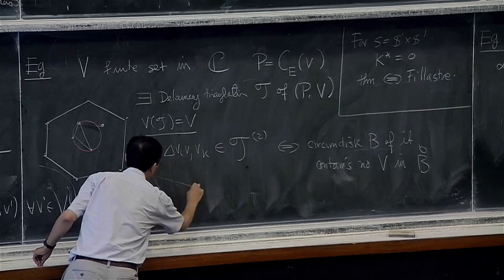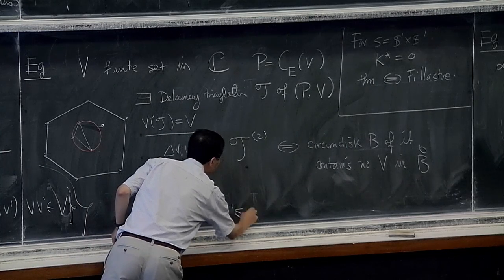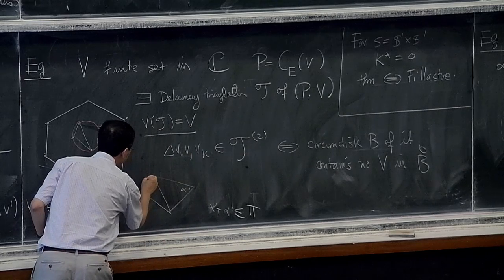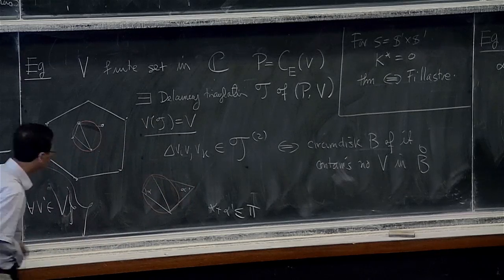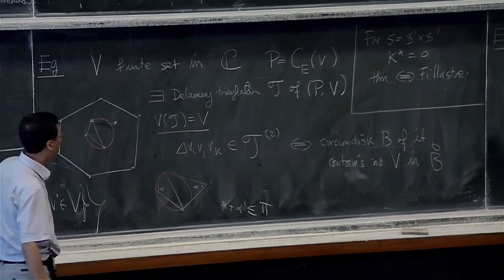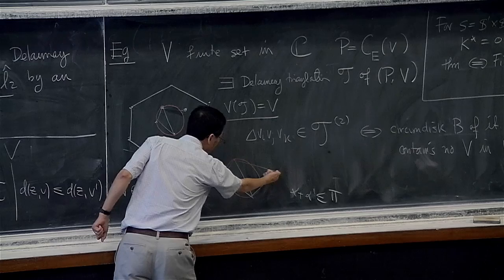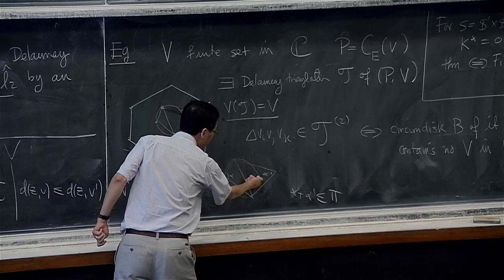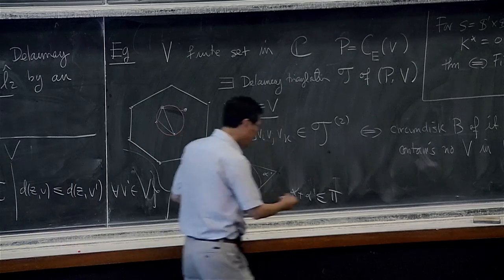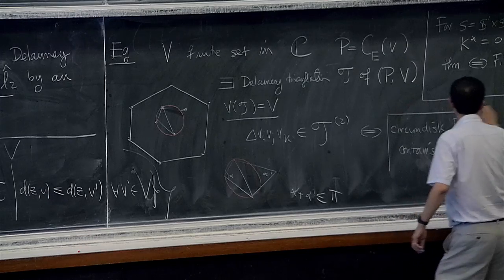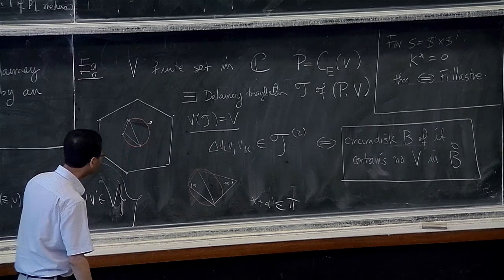So if we have a quadrilateral, alpha plus alpha prime less than or equal to pi is exactly the same thing as the circumdisc missing it. And so the fourth vertex being outside of the circumdisc means alpha plus alpha prime is less than pi. When you move this vertex to the circumcircle, it's going to be equal to pi. You move inside, it's going to be bigger than pi. So this is a very nice geometric criterion for producing the Delaunay triangulation.